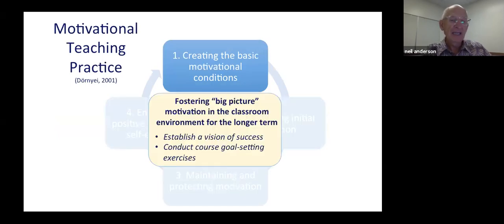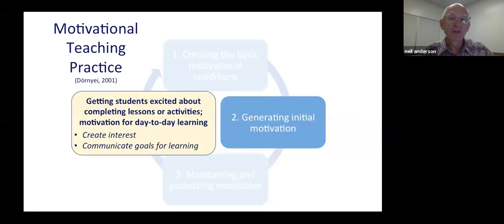With this particular concept, it's important that we understand that creating the basic motivational condition is fostering the big picture motivation in the classroom. This is where we're able to establish the vision of success for the course. We can talk to the students about goal setting and the goals for the course that they're enrolled in. So this first component helps us look big picture at motivation.